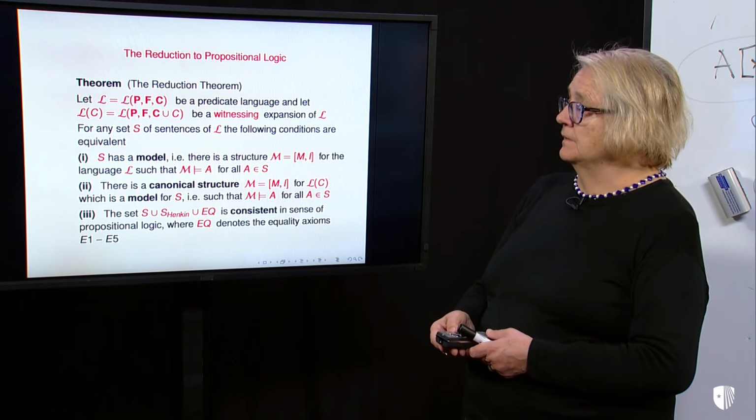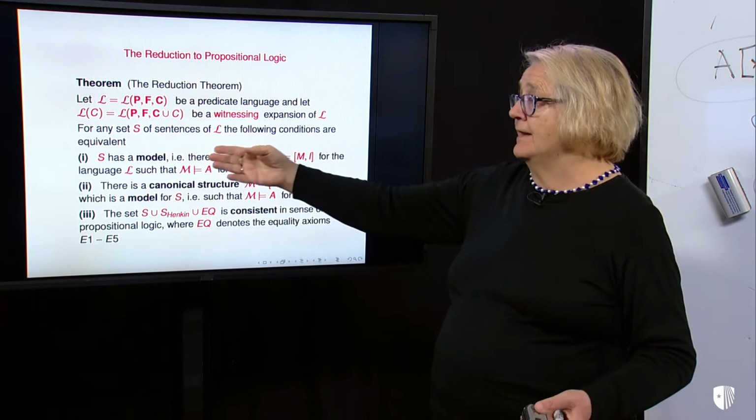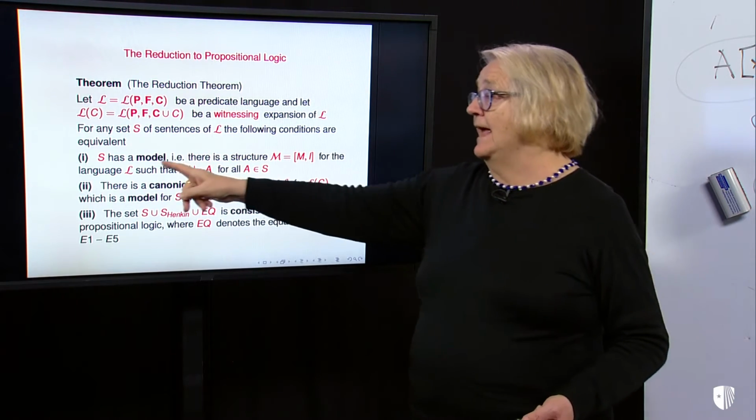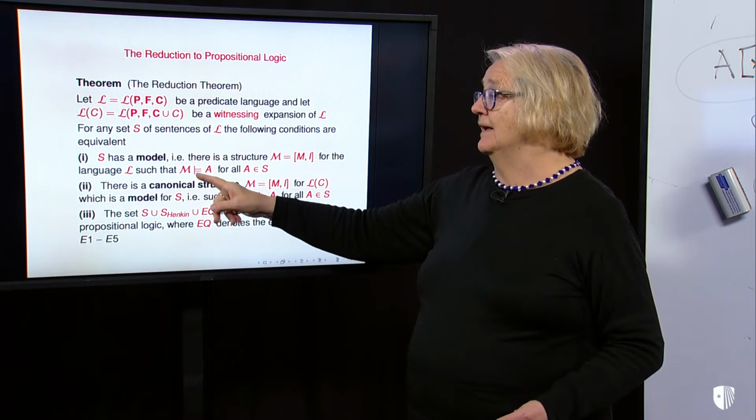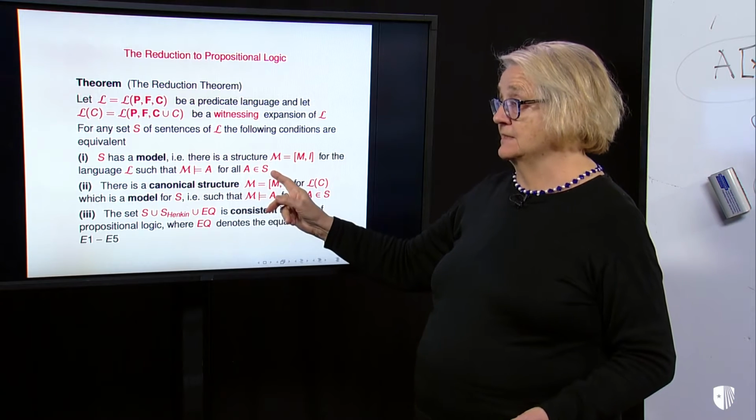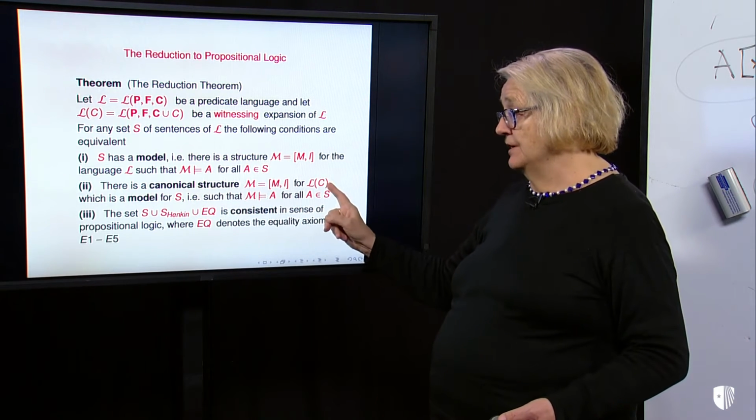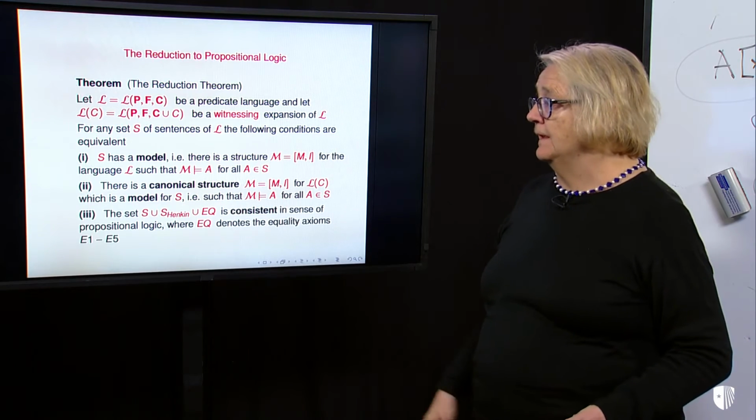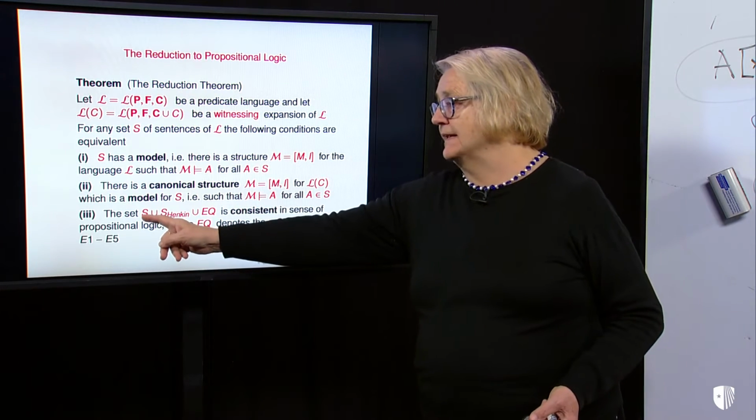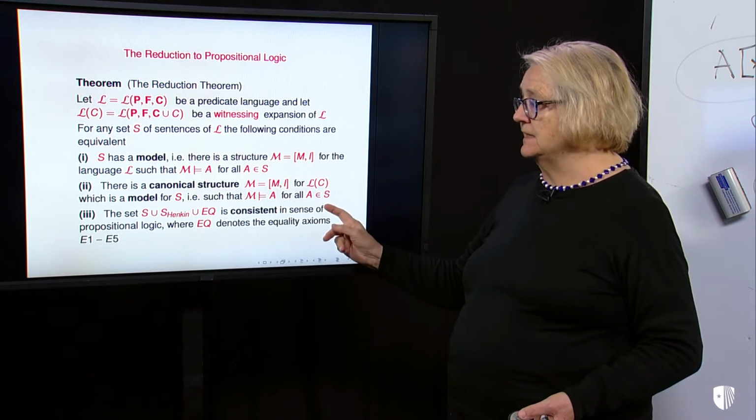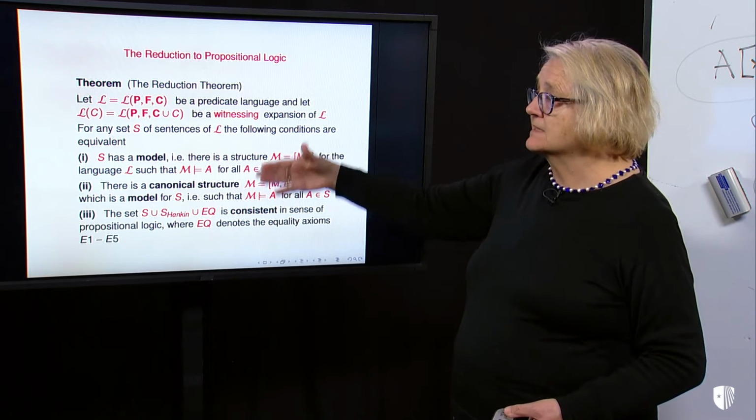And you have a reduction theorem: if you have a predicate language and the witnessing expansion which we defined, and any set S of sentences of L, then S has a model, meaning a model of the full language L, such that M is a model of A for all A in S. That is equivalent to there being a canonical structure for the extension which is a model of S. And this is logically equivalent to the set S, Henkin axioms, and EQ being consistent in the sense of propositional logic, where EQ is the set of equality axioms. So that is the reduction theorem.